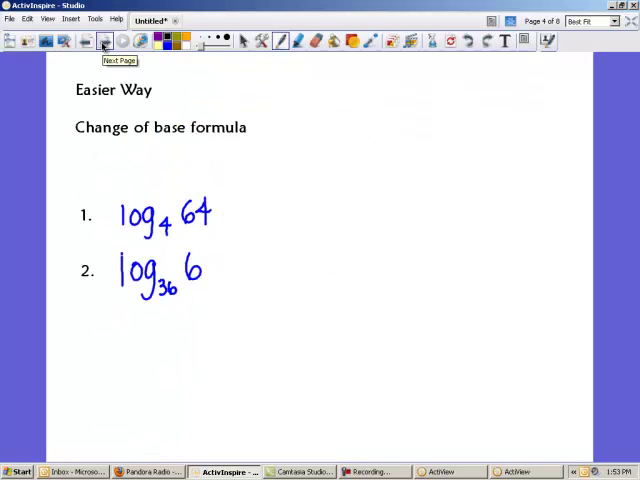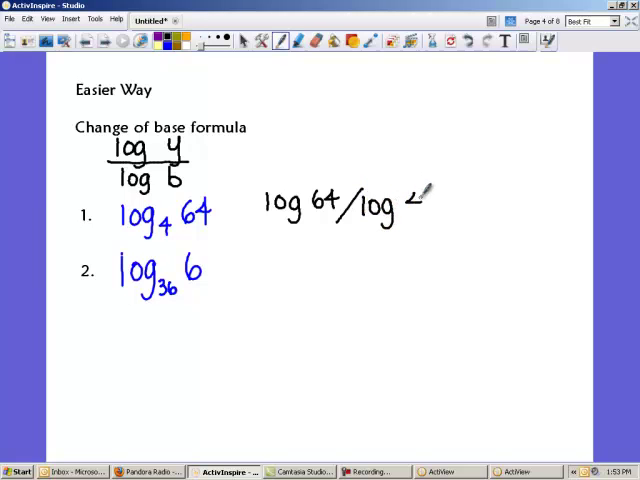Now there is an easier way of doing this, and it's called the change of base formula, that you can use every single time without having to do it in your head. The change of base formula says we're going to take the log of y over the log of the little base and divide them. So if we were to do this in our calculator, we would do log of 64 divided by the log of 4. And for number 2, we would set it up by doing log of 6 divided by the log of 36.